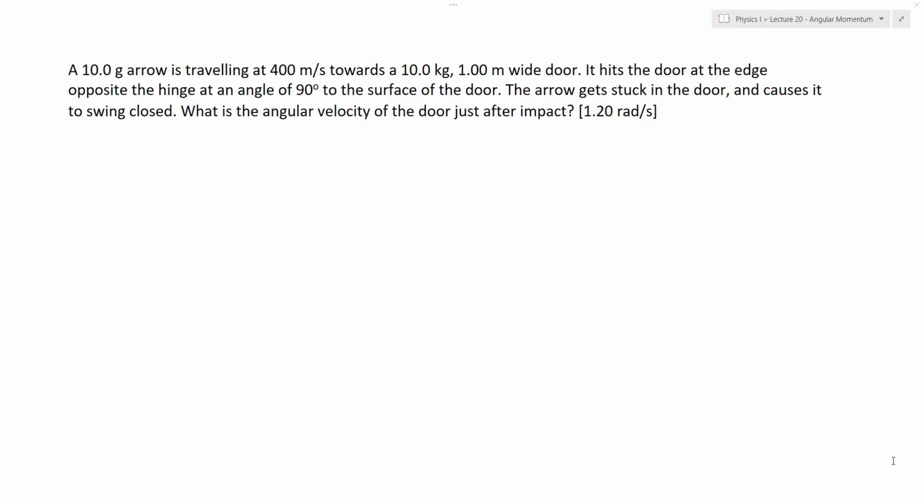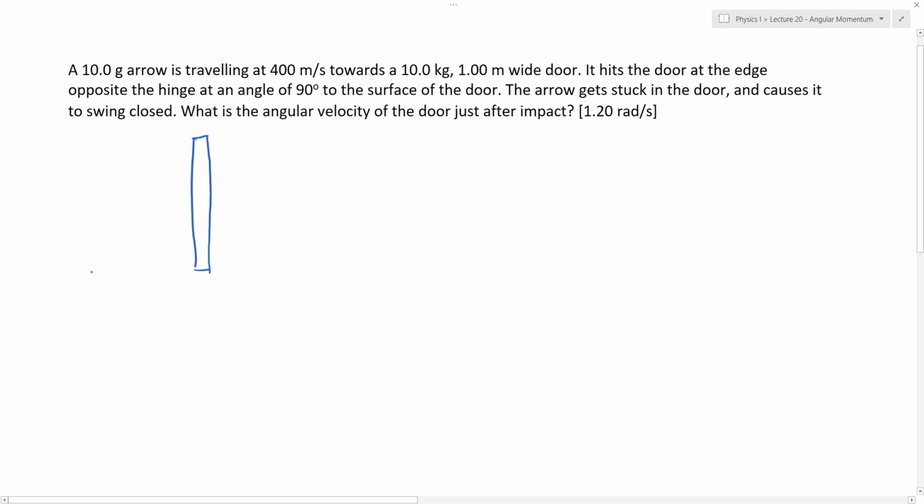A 10-gram arrow is traveling at 400 meters per second towards a 10-kilogram, 1 meter wide door. Okay, let's draw what that looks like. So here's my door, but I'm viewing it from the top, okay?